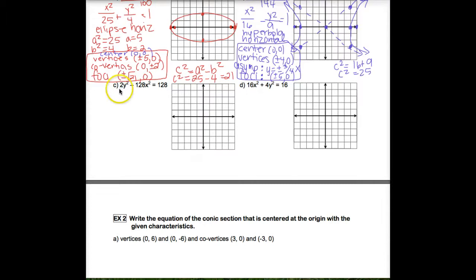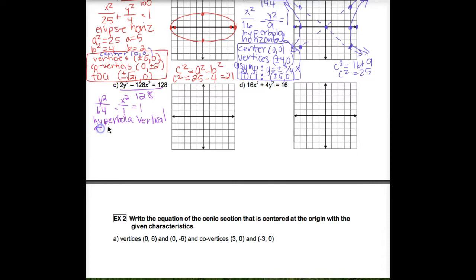Let's do some purple here. So we're going to divide everything by 128. So that's going to give me y squared over 64 minus x squared over 1 equals 1. So, because y squared is first, and this is subtraction, we know this is a hyperbola that is vertical.